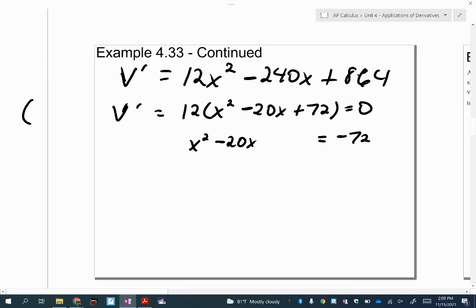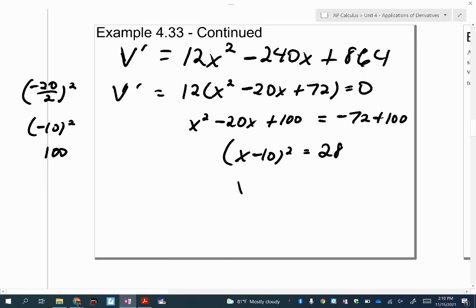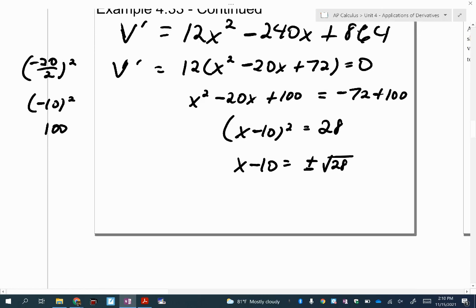Oh my gosh, it's been so many years since you've done this. So you have b over 2 squared, which is going to be negative 10 squared, which is 100. So I'm going to add 100 to both sides. This is going to factor to x minus 10 squared. Negative 72 plus 100 is going to be 28. Take the square root of both sides. Get x minus 10 equals plus or minus the square root of 28. So x equals, we'll do a little reducing here, 10 plus or minus, there is a perfect square in 28, 4 times 7, plus or minus 2 square root of 7.